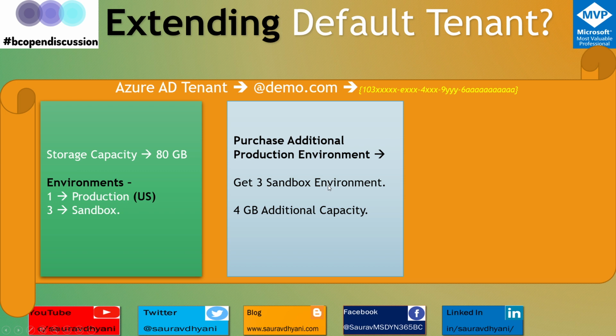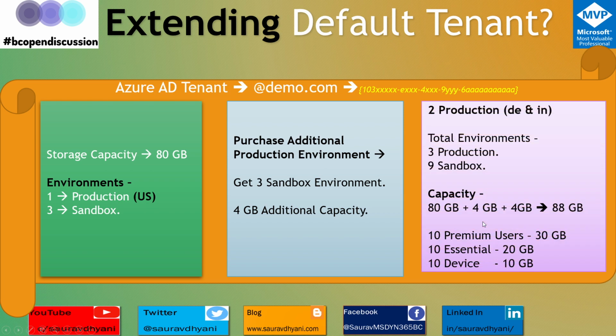Taking the same example where I split it into three different regions based on my company's requirement, I can actually buy two additional productions for DE and India. The total environments that I have then are three production, because I have purchased two additional production and I already had one production. And I get nine sandboxes, three with this and six with the additional two productions that I purchased. So at this point, I'll have three production environments and nine sandbox environments.